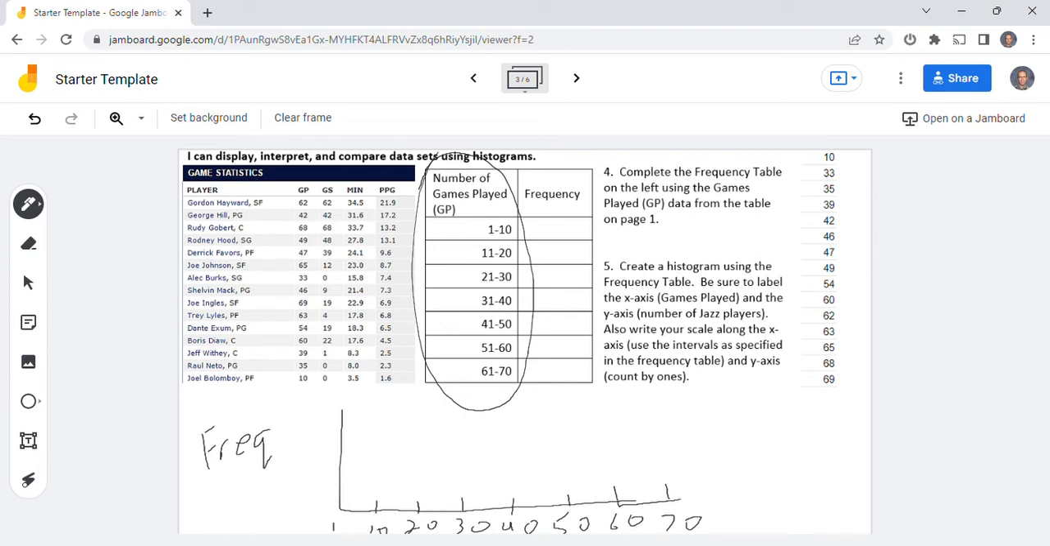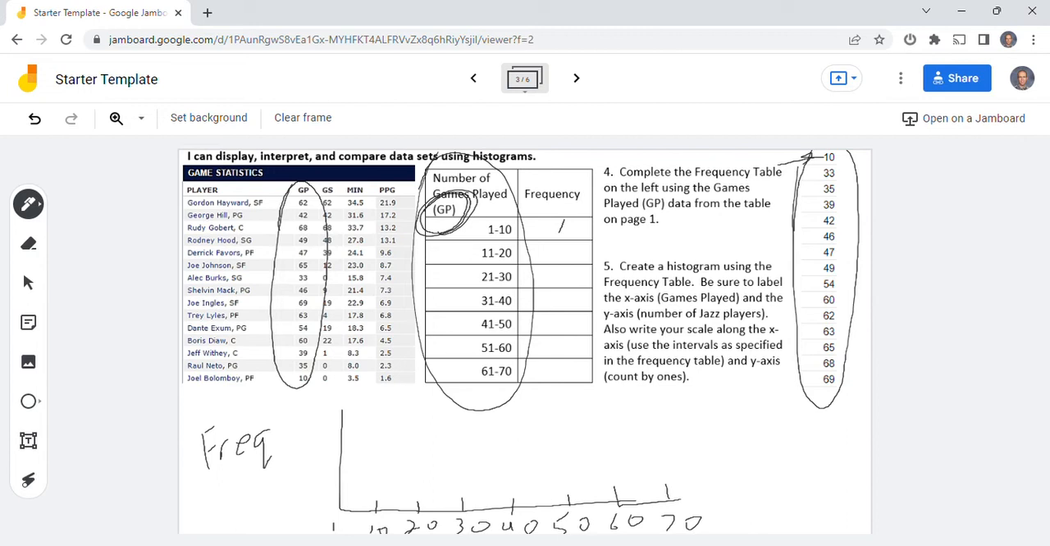All right, we are using the games played data, so that's in this column right here. I didn't like that it was out of order because it's harder to count them, so I put it in order over here in this list, and we can take a look and find what belongs in each of the bins easier. So here we have a 10. 10 belongs in our 1 to 10, so there's 1 in that category.